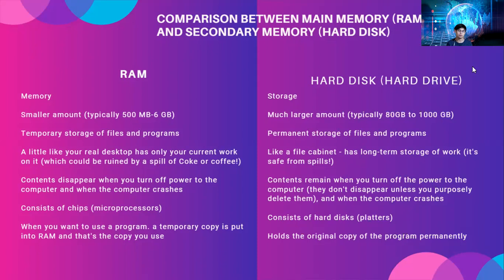The RAM consists of chips or microprocessors. The hard disk consists of hard disks or platters. When you want to use a program, a temporary copy is put into RAM, and that's the copy you use. But the hard disk holds the original copy of the program permanently. So it's very important that you have this idea of what a RAM and what a hard disk is.